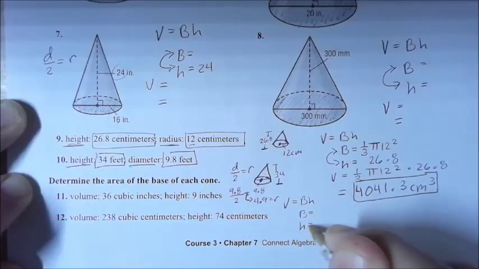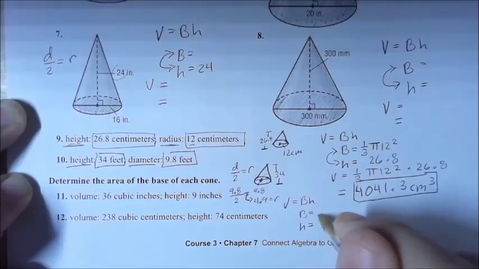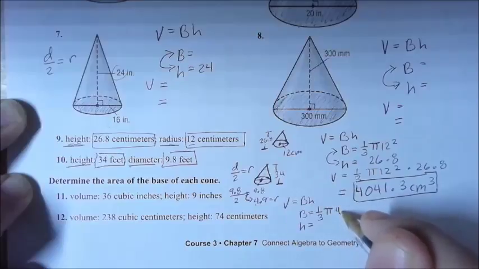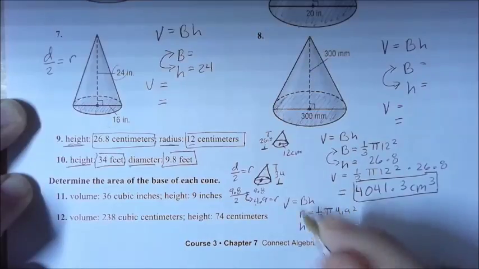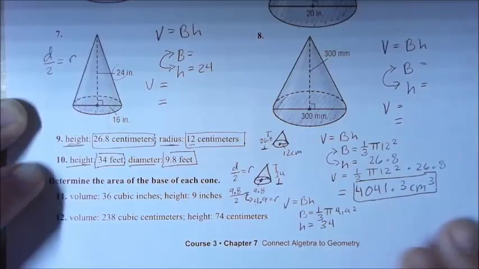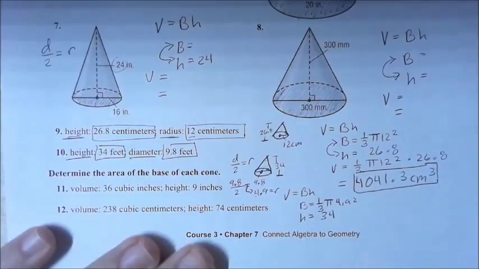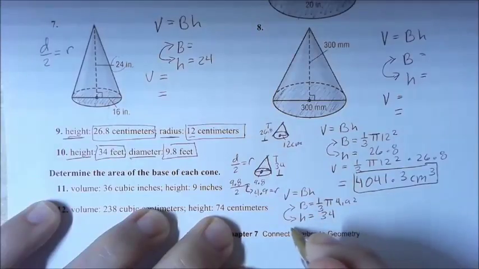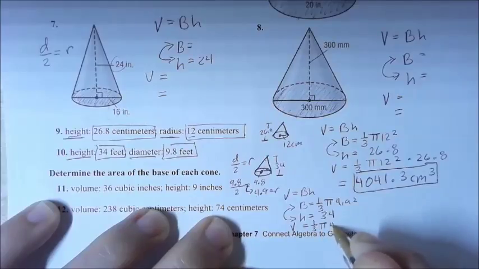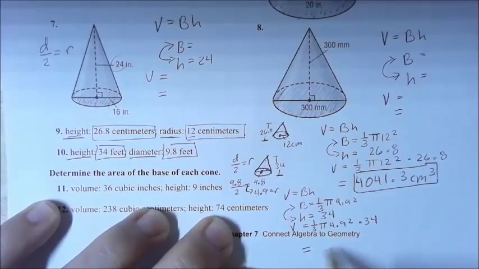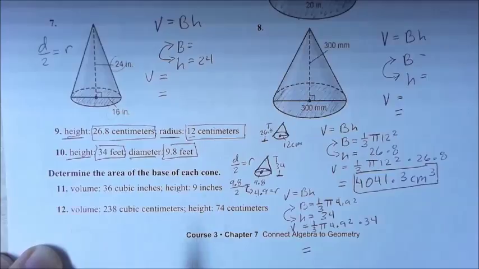Big B equals and H equals. So my big B is going to be 1/3 times pi times my radius of 4.9 squared times my H, which is 34. So if we were to put that all together, and I'm just going to move this up a little bit because I'm just going to continue to write downward, then what I would have is, okay, multiply big B times H. So V would be equal to 1/3 times pi times 4.9 squared times 34. And then you go ahead and write the final answer once you work it out. And then I want you to try 11 to 12 completely on your own.